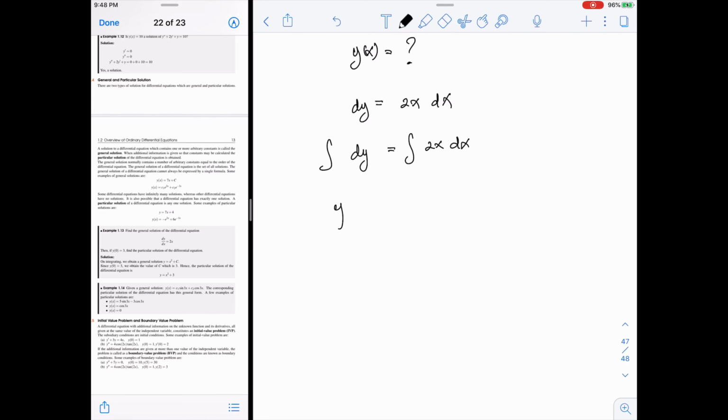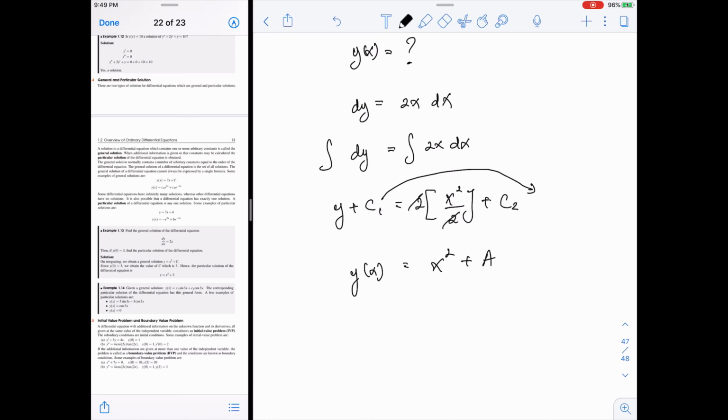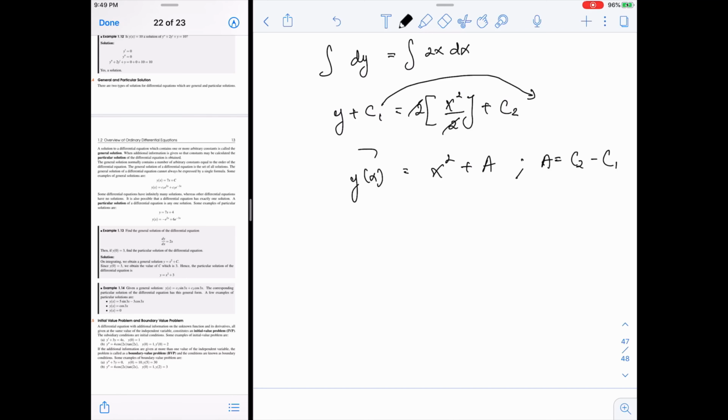You solve this one, you will get this plus c1, and then you have the 2 as a constant, and you integrate that, so you will have x squared over 2, and then you have another constant over here. So you simplify, and bring this one to the right hand side, so you will have x squared plus a, where a is equal to c2 minus c1. So this one we call a general solution.